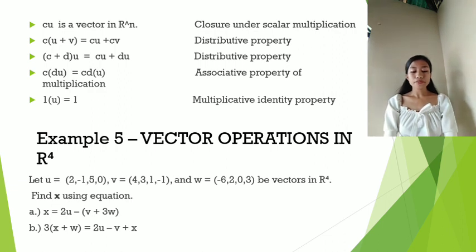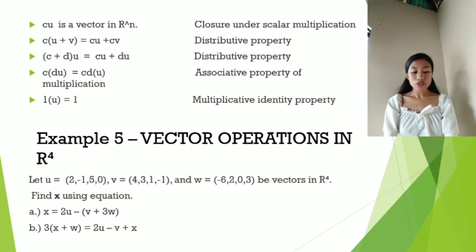Then for number 8, (c plus d) times u is equal to cu plus du. This is also a distributive property. Then for number 9, c times (du) is equal to (cd) times u. This is an associative property of multiplication. Then the last one is 1 times u is equal to u. And this is a multiplicative identity property.